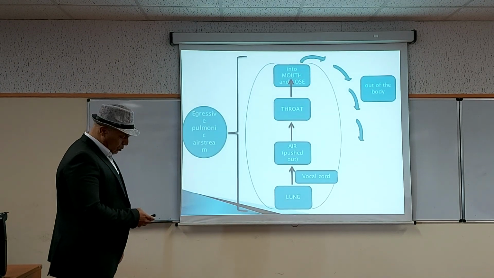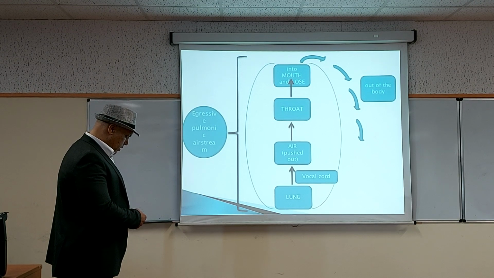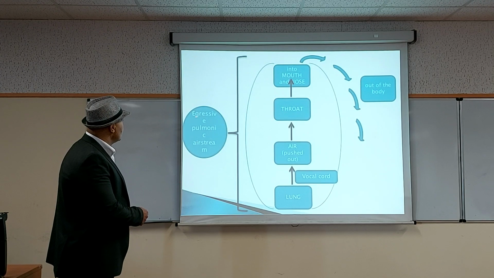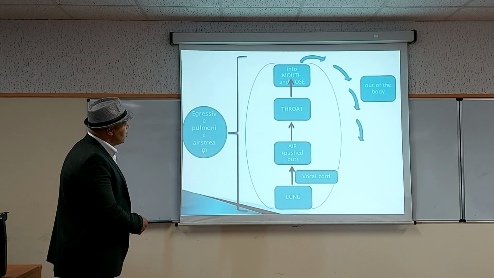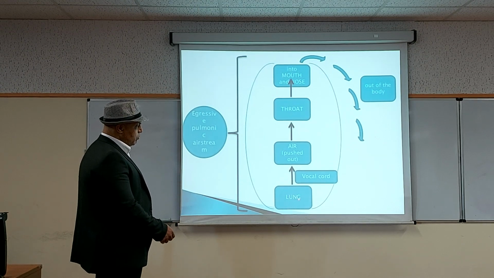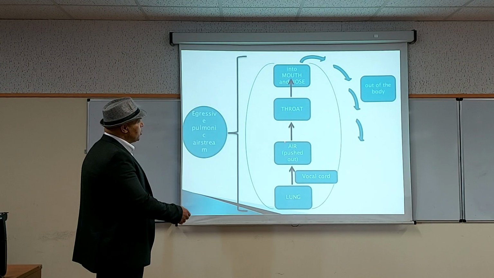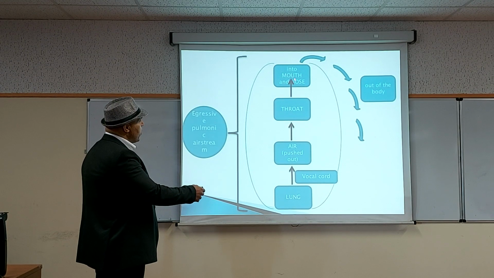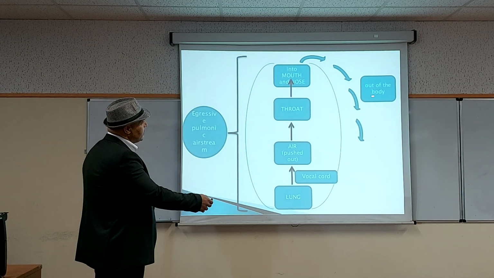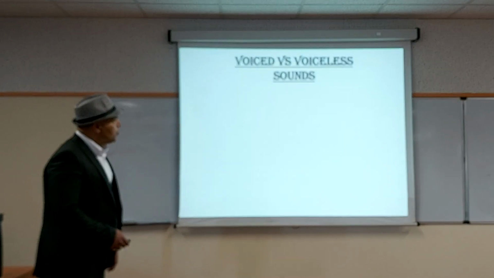So this chart also summarizes what we have seen before. We have the first one here, the egressive pulmonic airstream. As we say, egressive means pushed out, pulmonic means from the lungs, and airstream. So the air starts from the lungs, or the speech sound starts from the lungs, then it goes through the vocal cords and the velum, then is pushed out of the throat into the mouth and nose, and then gets out of the body.